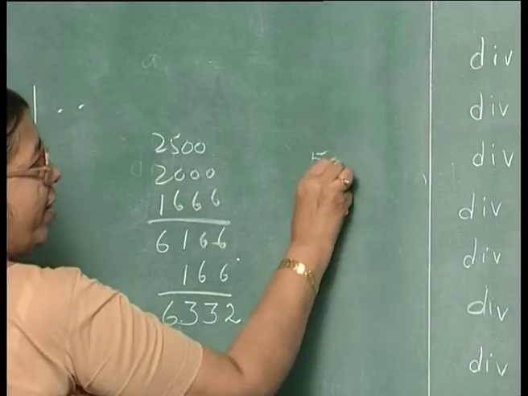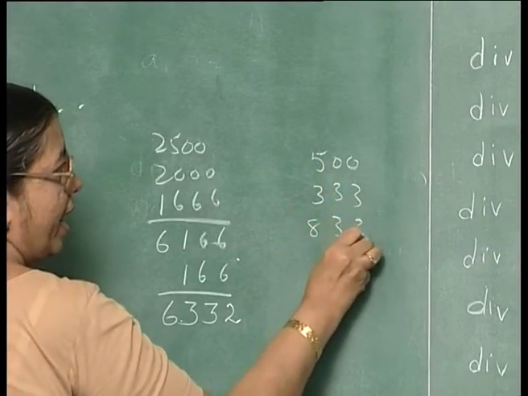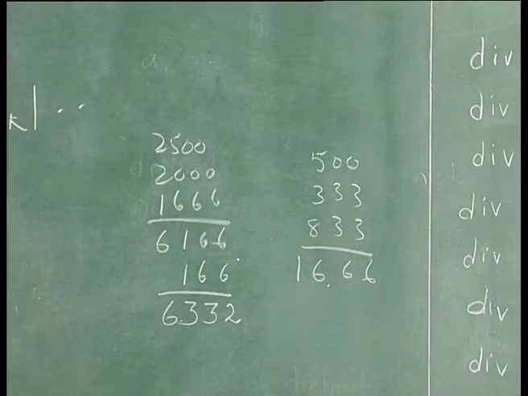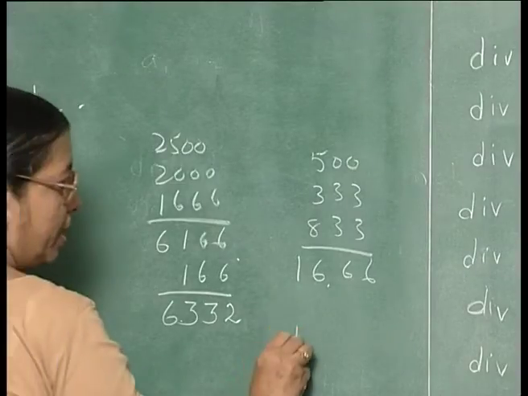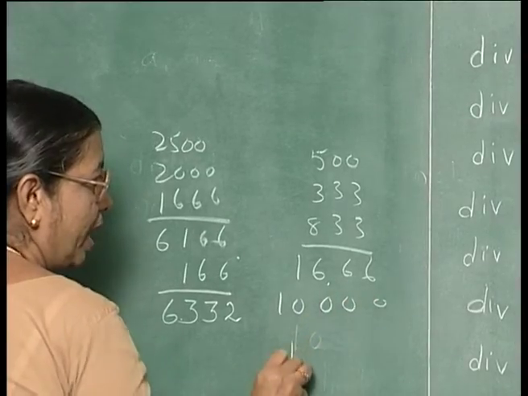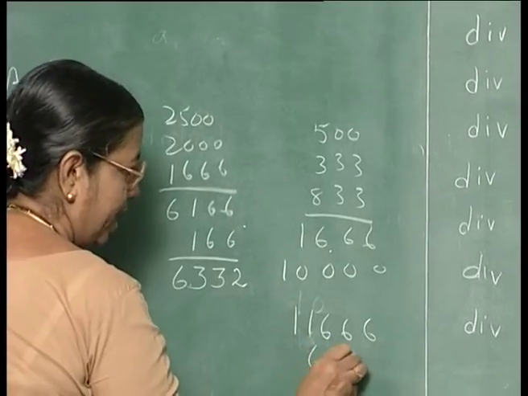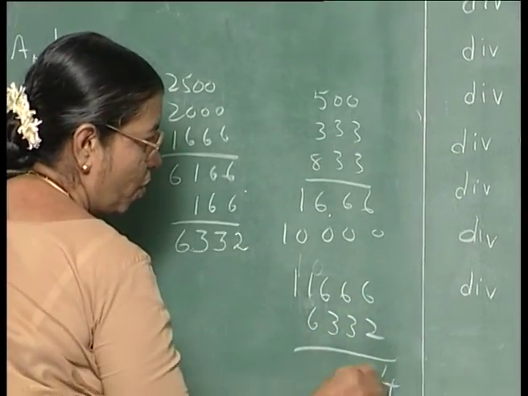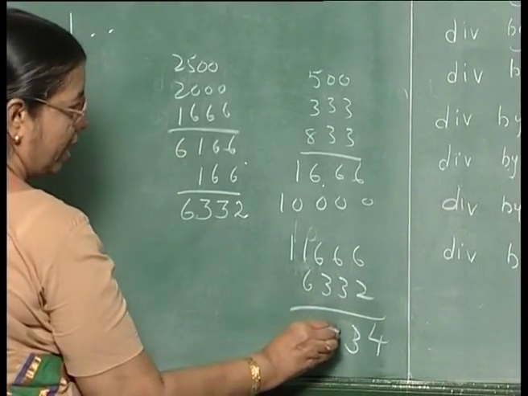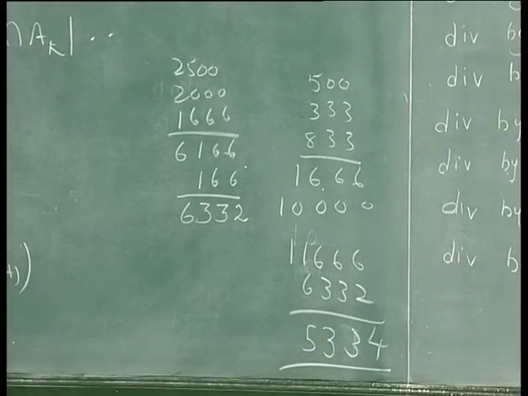Then 500, 33 will add up to 1666. So, you have to add 10,000 to this. So, 11,666 minus 6332 will give you 5334.